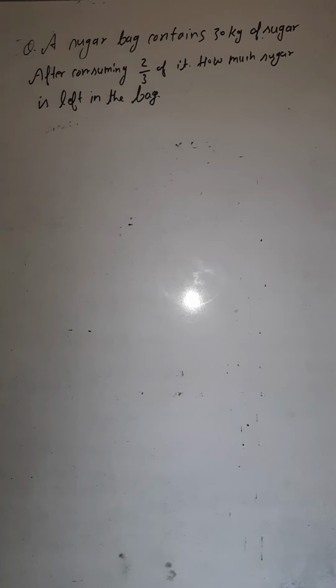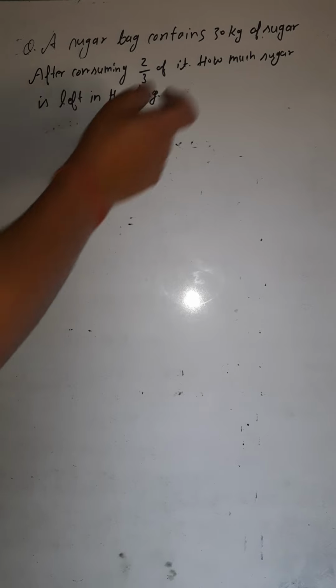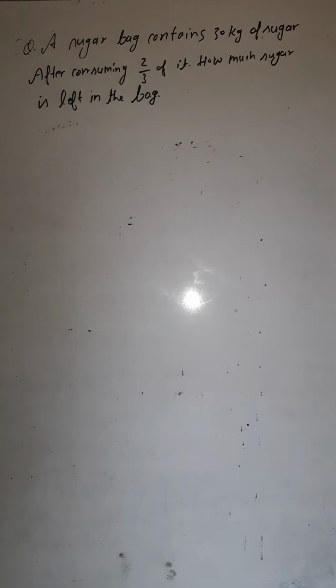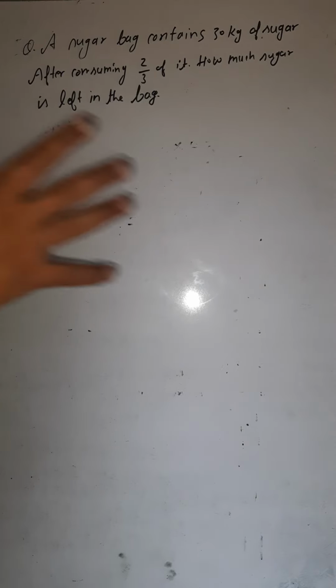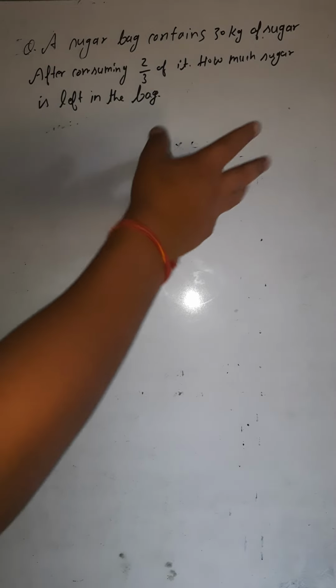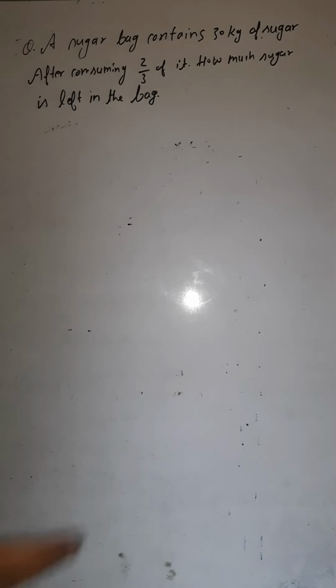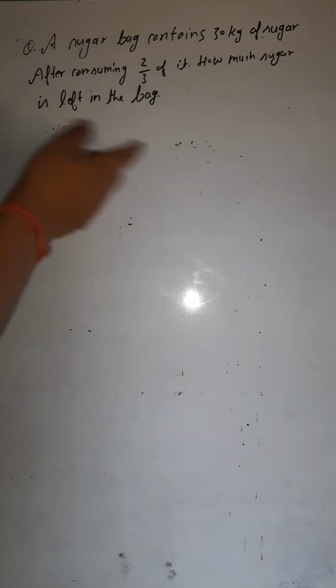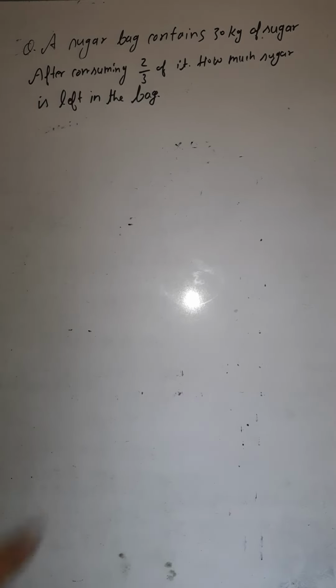Now student, this is the next question here. Question is, a sugar bag contains 30 kilogram of sugar. After consuming 2 by 3 of it, how much sugar is left in the bag? So earlier this much is the quantity which is there in the sugar bag. 30 kg sugar is there in a bag. Now how much has been consumed? 2 by 3 of the total you have consumed. So how much is left? What would you do? You have to find out the left one sugar. So you would subtract there.